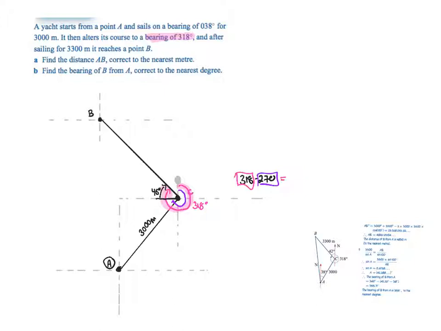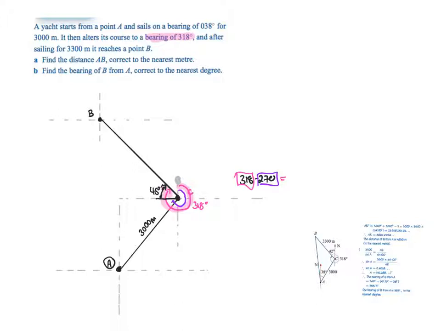Is that right? No, I'm saying 42. 42 is on the other side. So, 318 minus 270 is what? 48. Yeah, 48. Okay, so we've got 48 degrees is that little bit in there. Now someone else is saying, well, if you go to here, yeah, so we know that's 48.